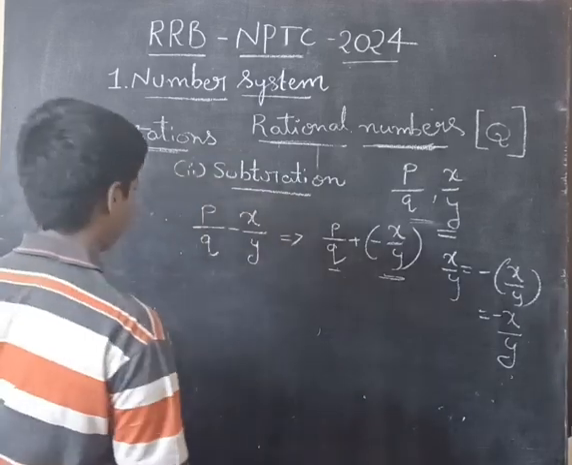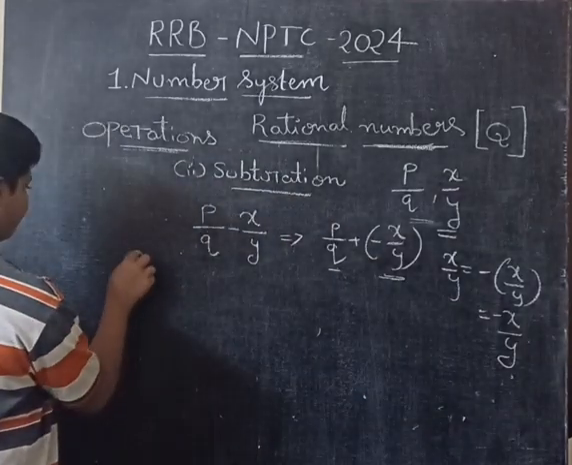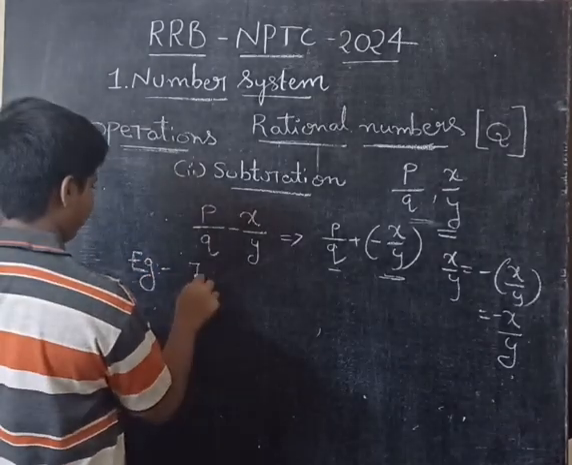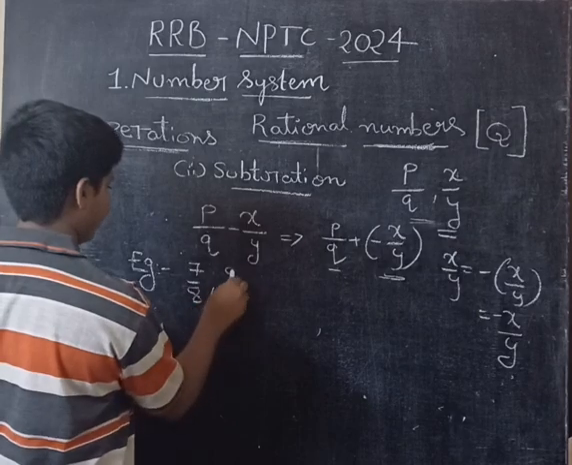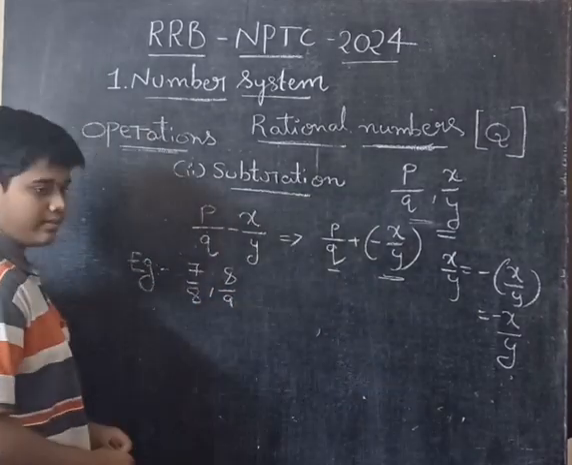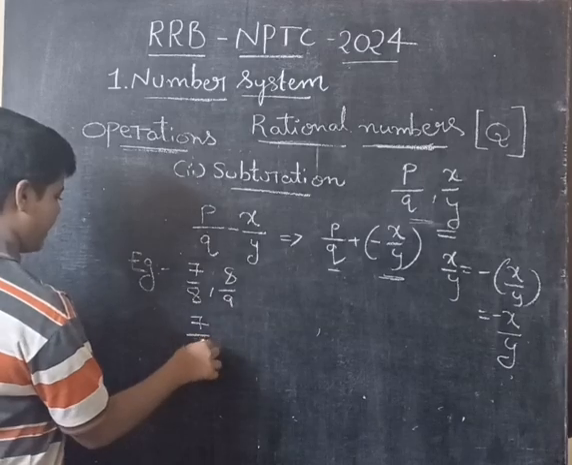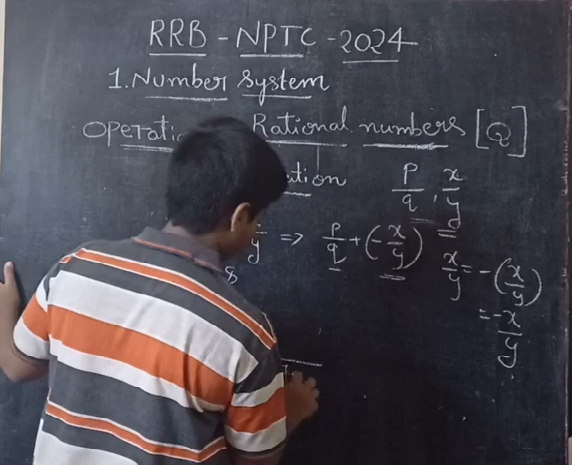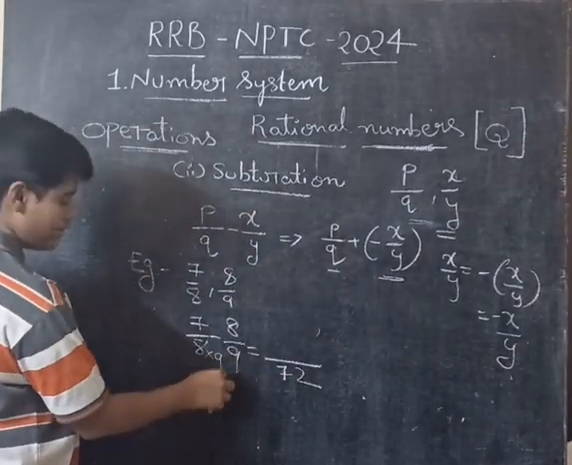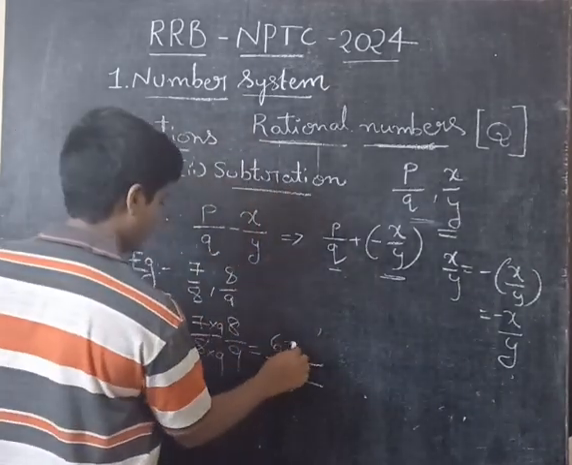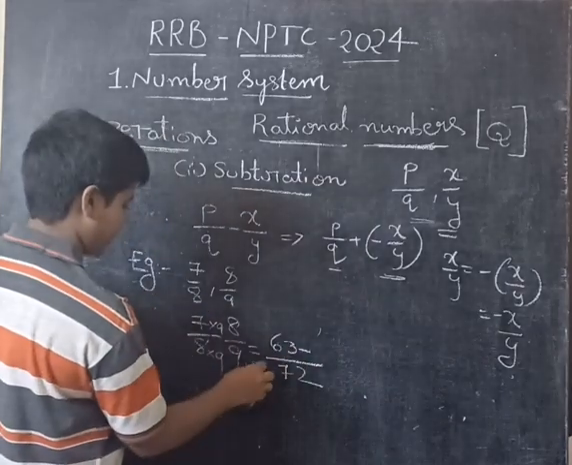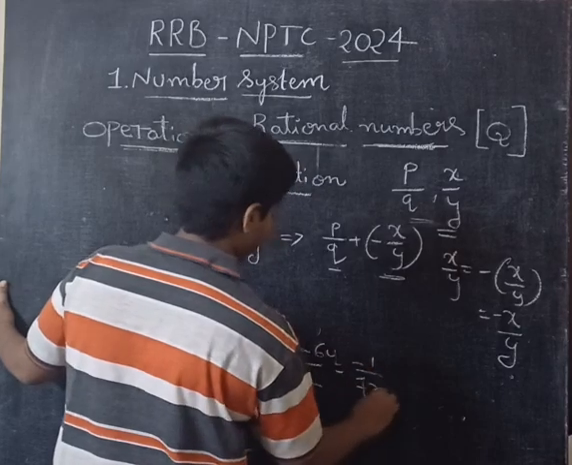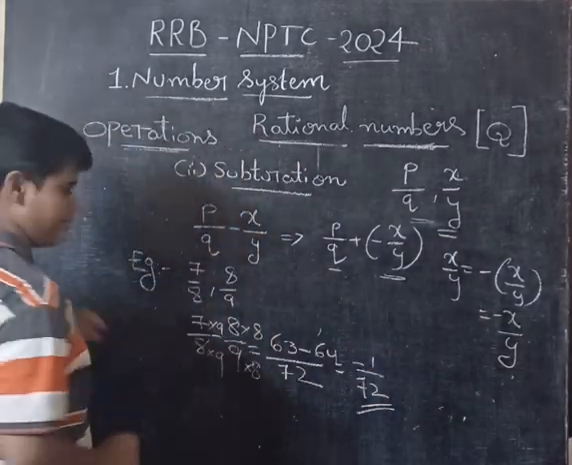If you see the example, 7 by 8 and 8 by 9. 7 by 8 minus 8 by 9 is the subtraction process. So the LCM is 72. 9 sevens are 63 minus 8 eights are 64. So minus 1 by 72 is the subtraction of these two numbers.